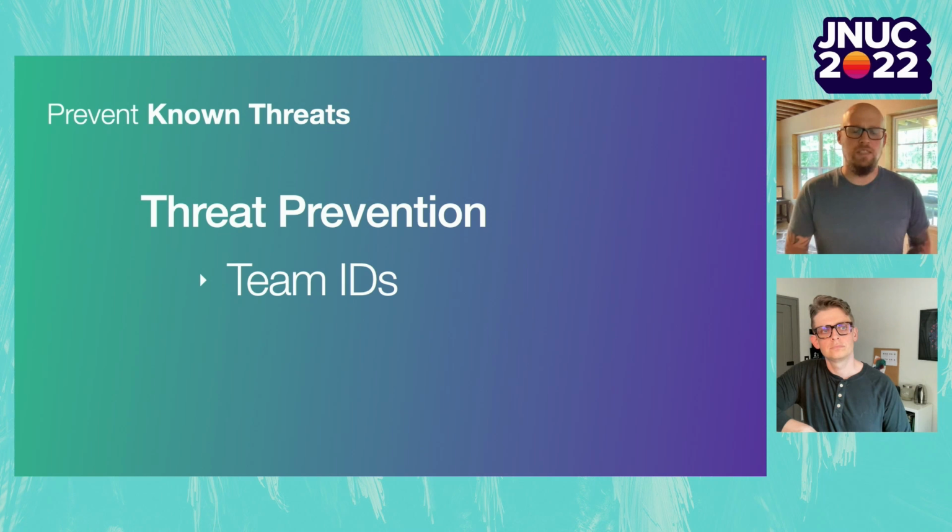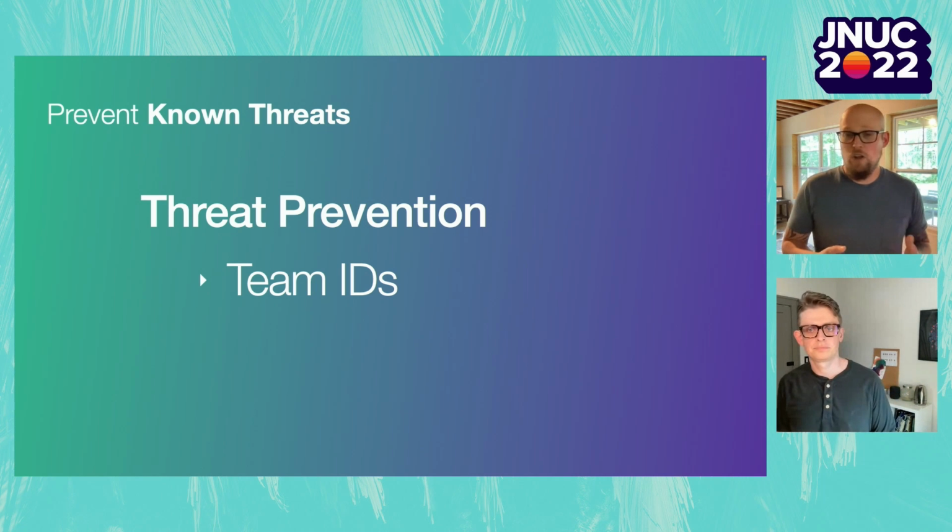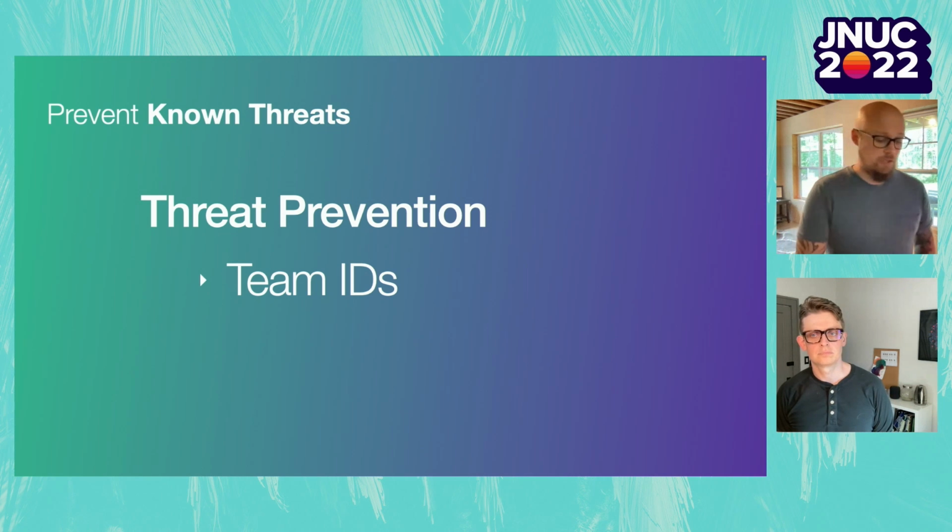The first is going to be team IDs. That's us blocking developers that have been associated with malware in the past. So once we find malware that's signed by a certain developer, we're going to say this developer has lost credibility, and all of their apps, we're going to block and keep them from running. It's an aggressive approach, but it's one that we find works fairly well.